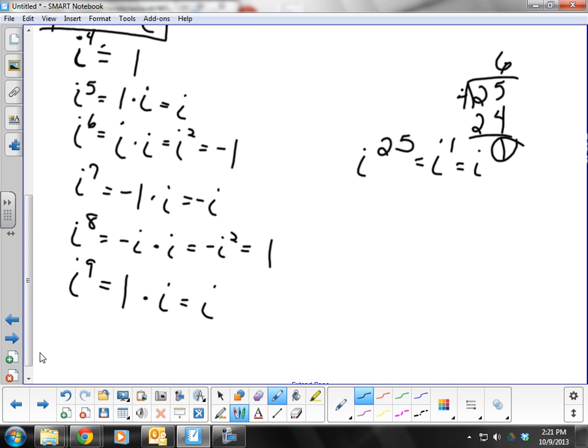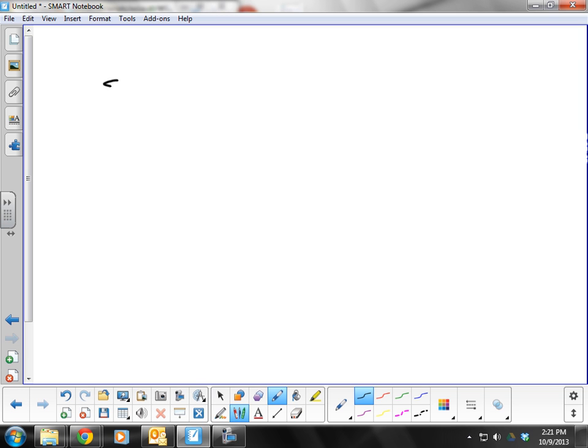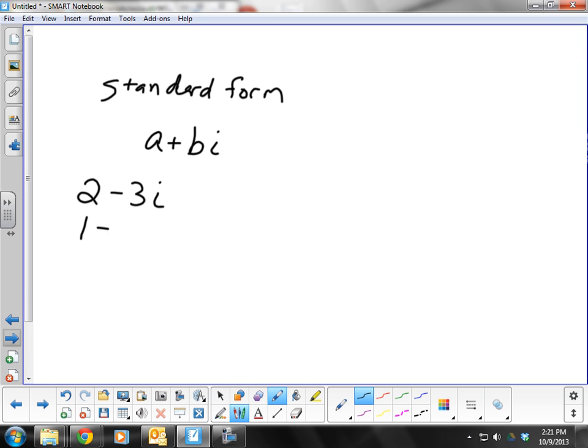Are we good with the definition of i? Now we're going to learn how to use i. When you work with i, you've got what we call the standard form. Standard form is a plus b times i, where a is the real number portion of this number and b is the imaginary number. So an imaginary number would look something like this, 2 minus 3i, or 1 plus 4i. Got the real number part in front, the imaginary number part second, with its coefficients.